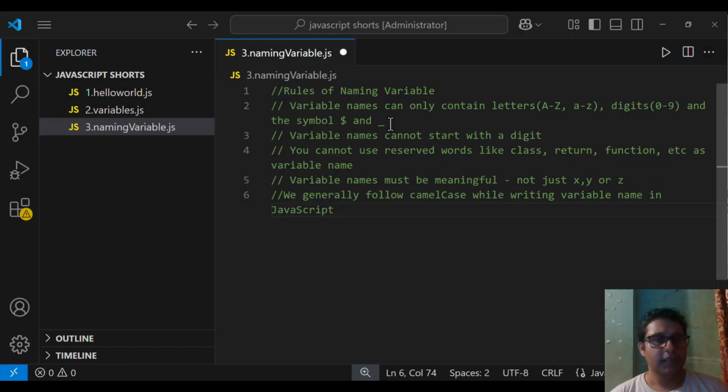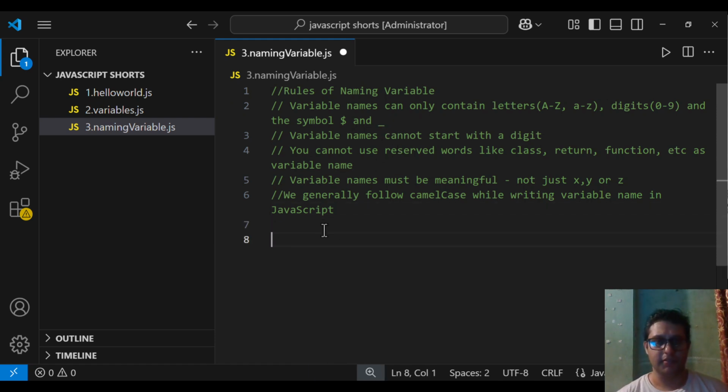Hello everyone. Today we are going to learn the rules of naming variables, and let's start. The first rule is variable names can only contain letters, digits and the symbols dollar and underscore. Except this, we cannot use anything.